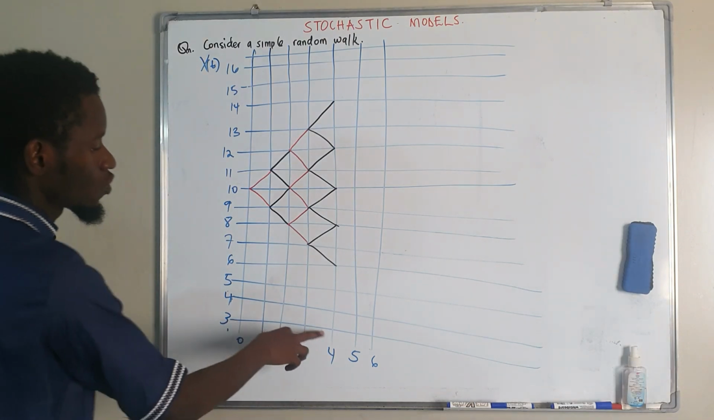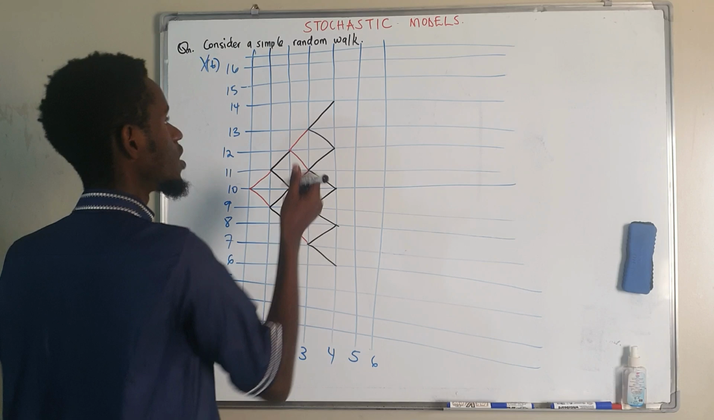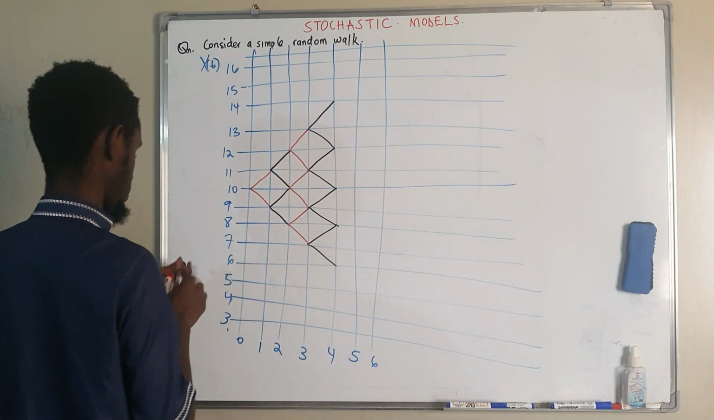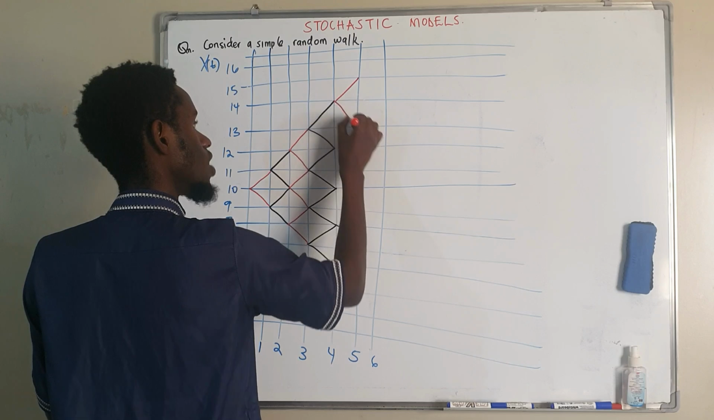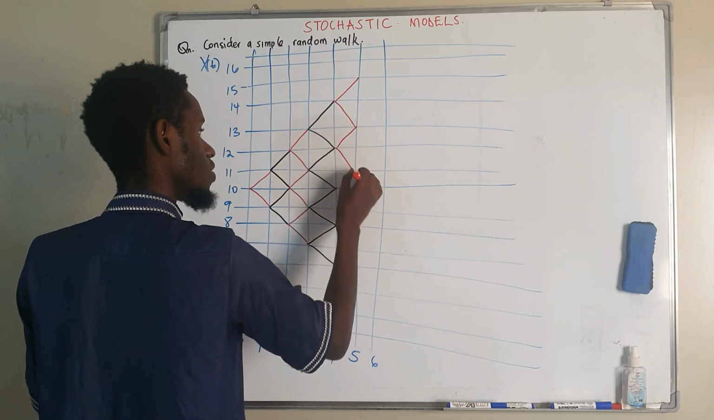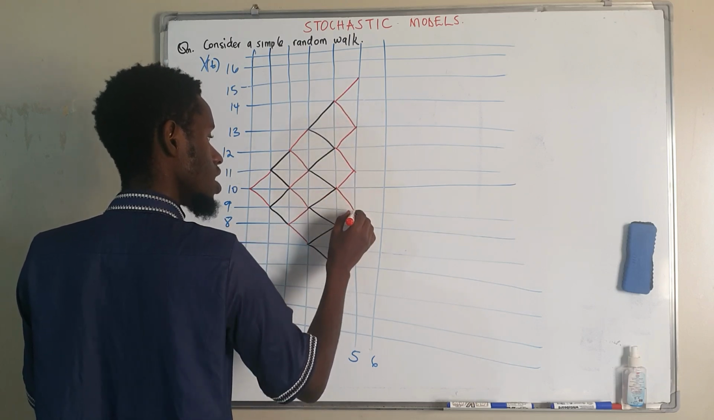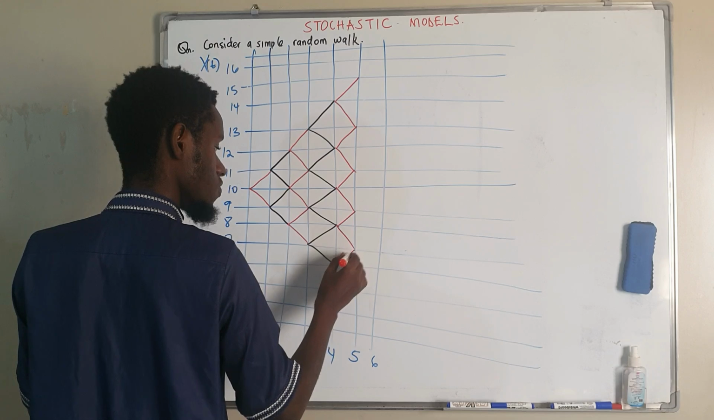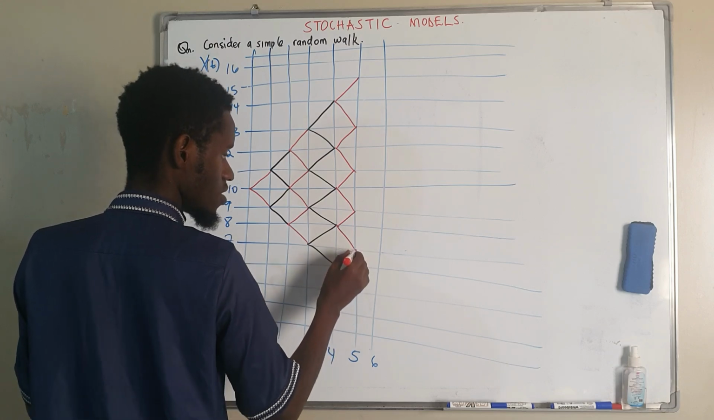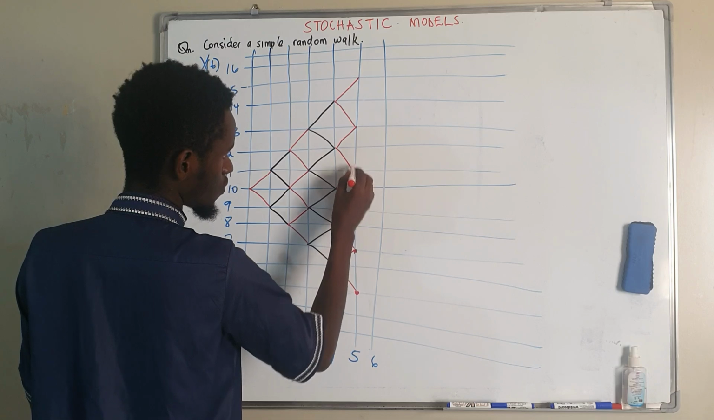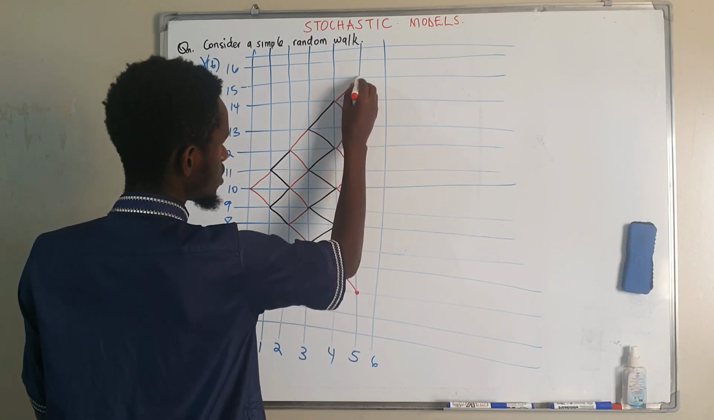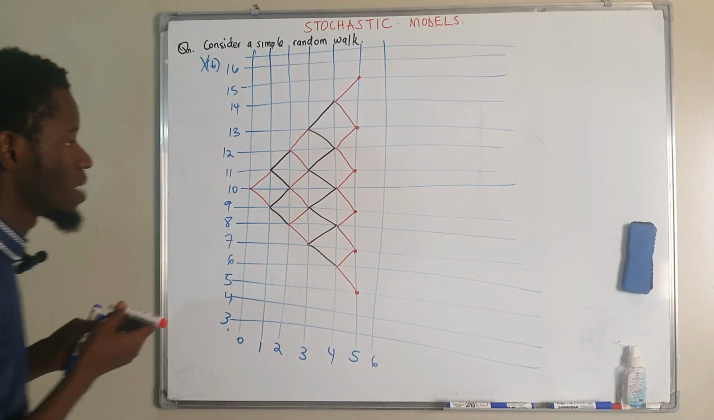Then from x4 to x5, I also move up or move down. And then these points are the points that will give me various values of x5. These will be my xt when t is 5.